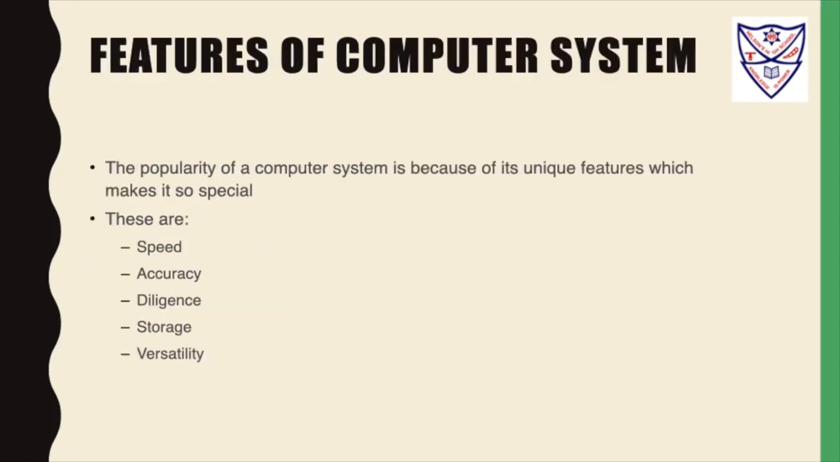Features of a computer system. We have already learned the various places where computers are used very frequently. But what makes it so that computers are used so often? Like, what are the features that are available in a computer? The popularity of a computer system is because of its unique features which makes it so special. These are speed, accuracy, diligence, storage, and versatility.